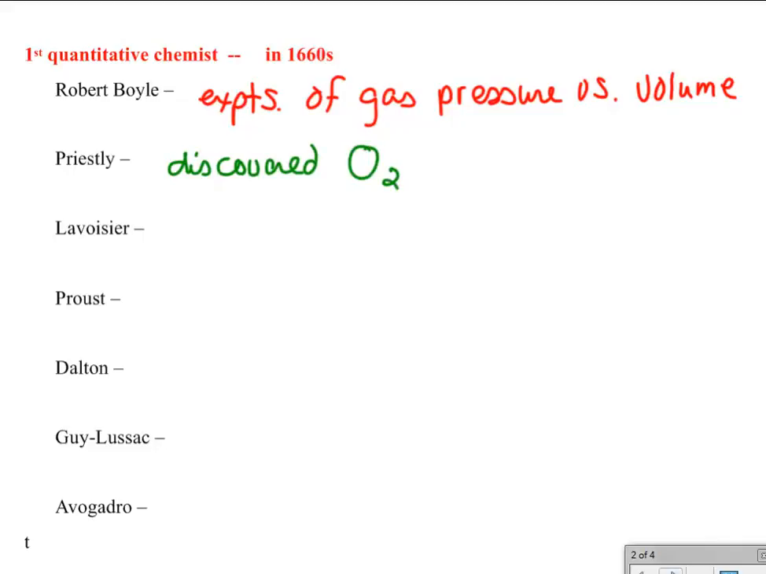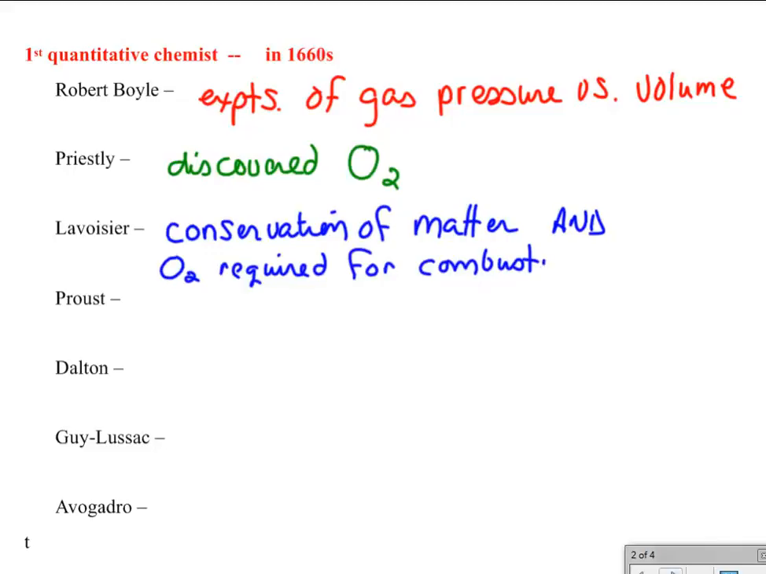Lavoisier was French, and he worked during the time just up to the French Revolution. His experiments determined that matter is conserved. You cannot create or destroy matter. He also determined that oxygen is required for things to burn. Mr. Proust was a chemist, determined that chemicals combine in definite proportions, and he was a precursor of Dalton, because Dalton took this idea and expanded on it.